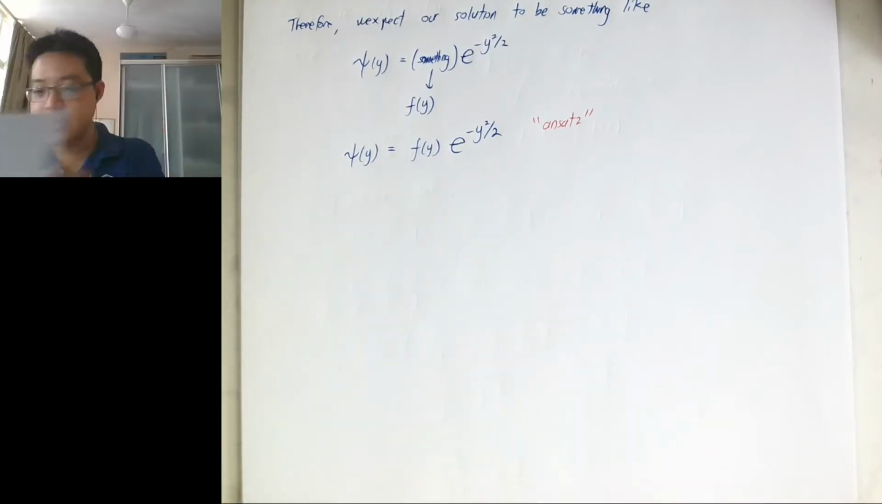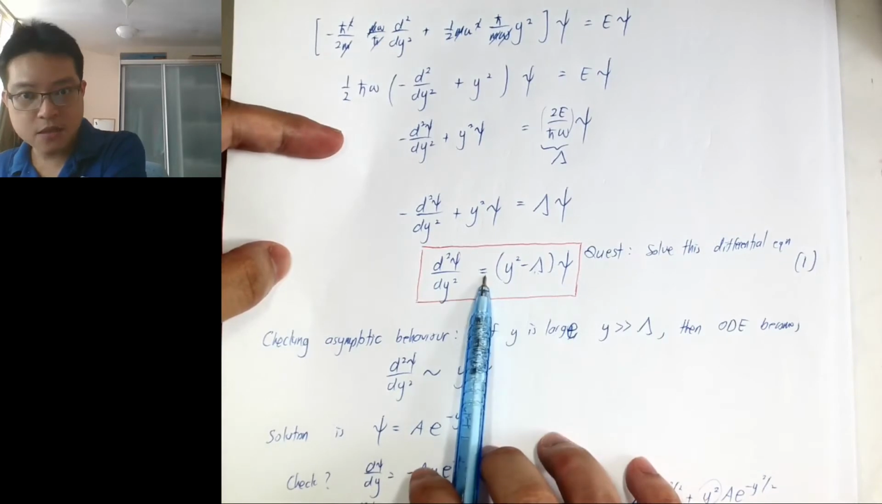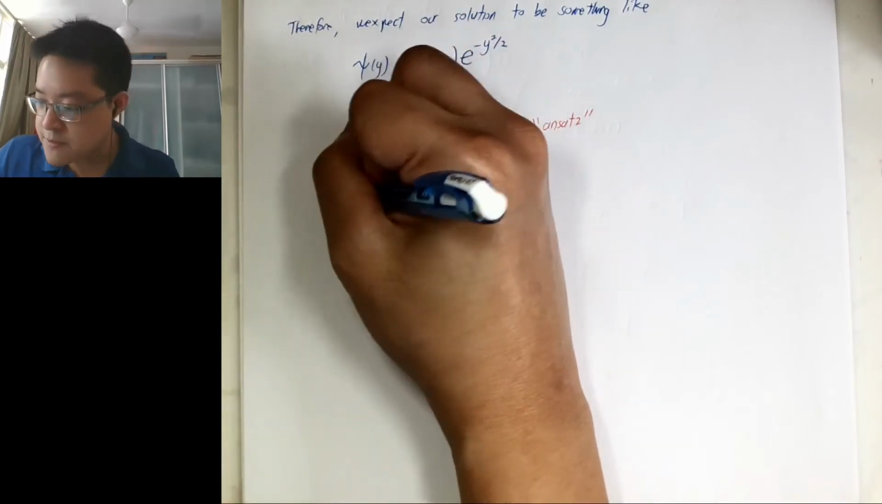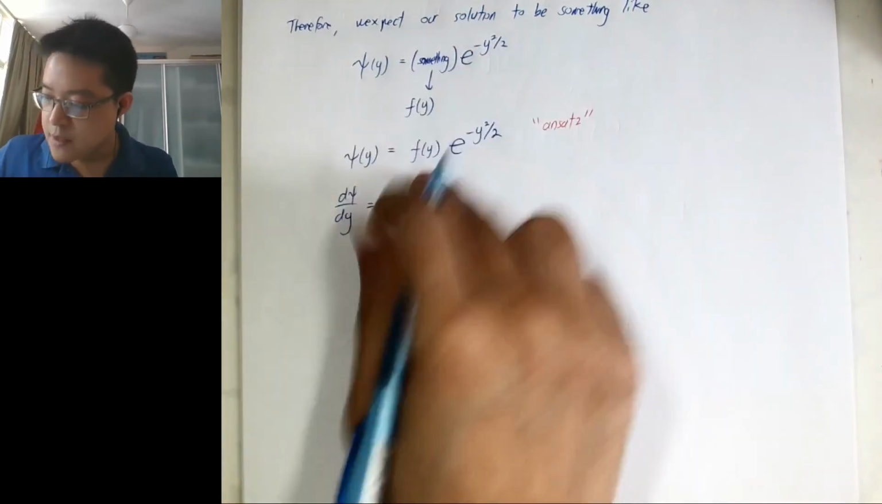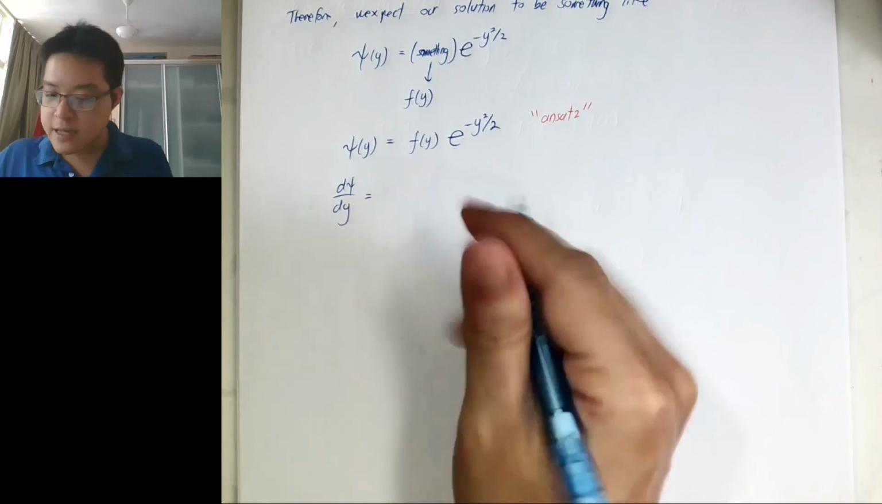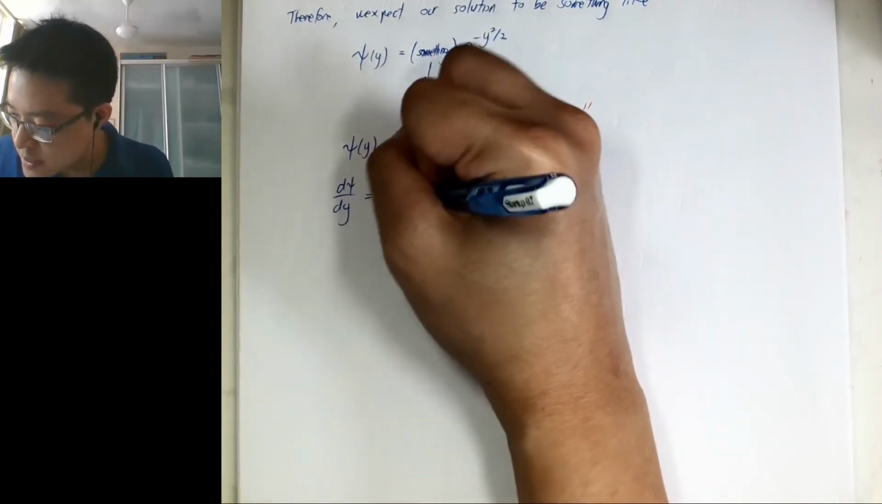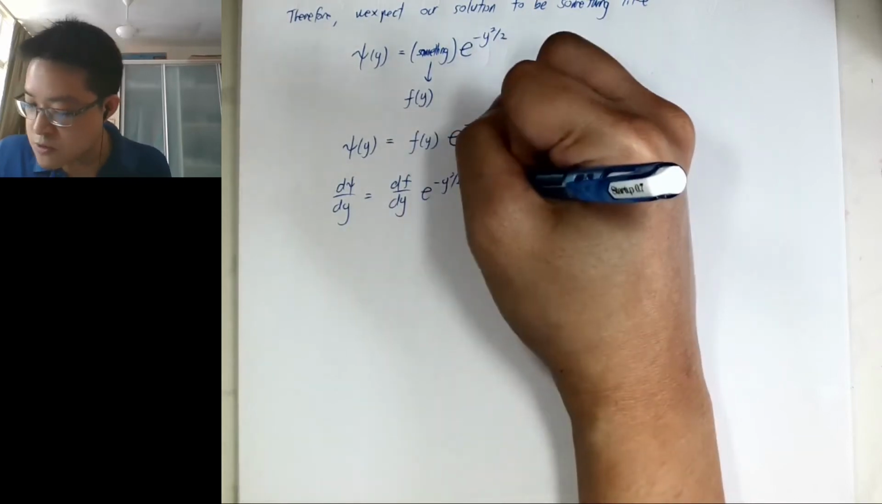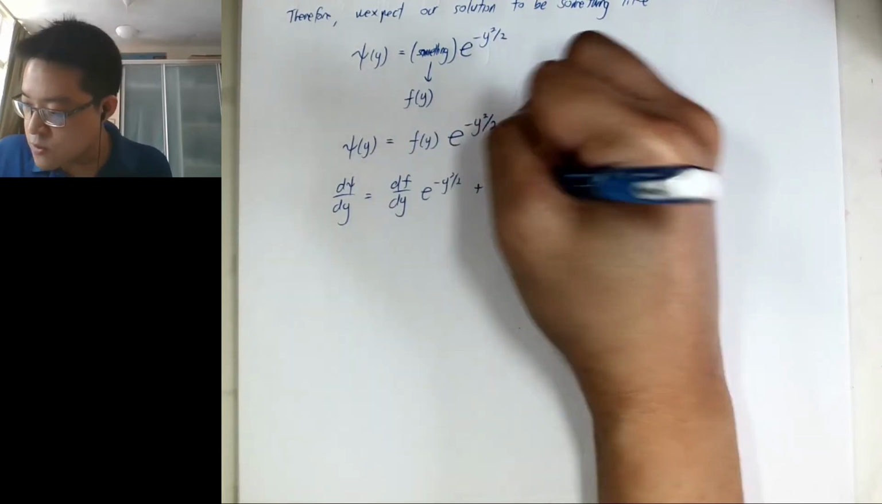What was our ODE? Our ODE is like this. To make sure this is satisfied, we need to plug this in, right? That means we need to calculate the derivative. So firstly, let us differentiate. This is a function of y, so we don't know what this is. Let's just put it as df/dy, and then e to the y squared over 2. By the product rule, I need to differentiate this thing as well.